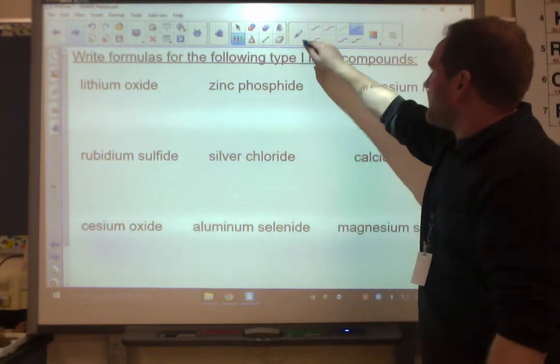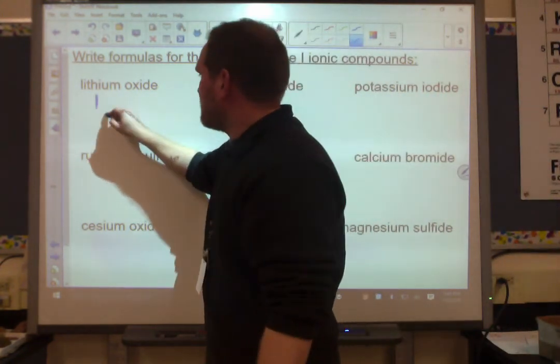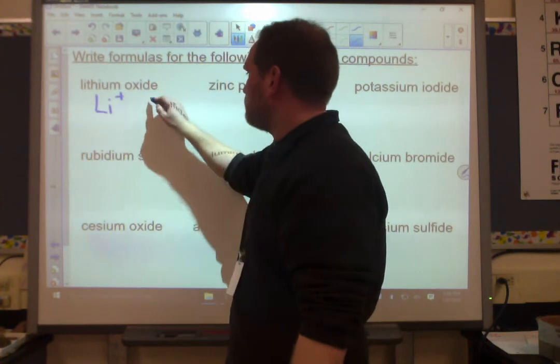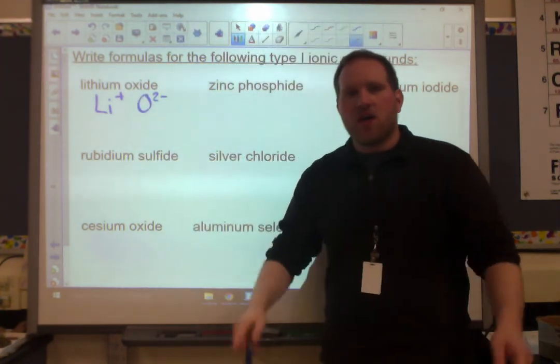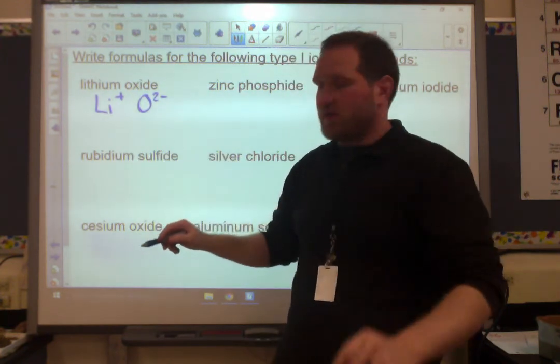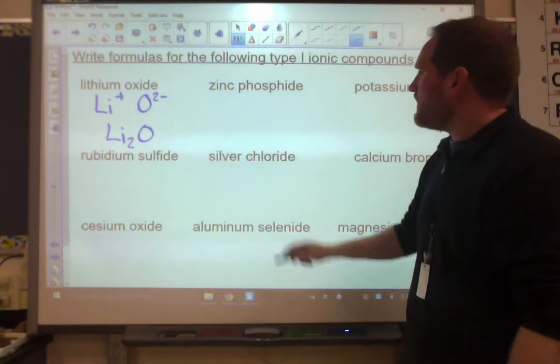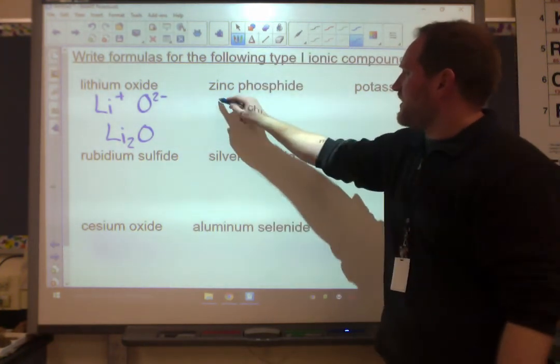So lithium oxide is lithium bonded to oxygen. Use your periodic table. Lithium is Li+, oxygen is O2-. Crisscross rule: the 2 goes with the lithium, the 1 goes with the oxygen. Our formula is Li2O. Zinc phosphide, zinc is 2+.